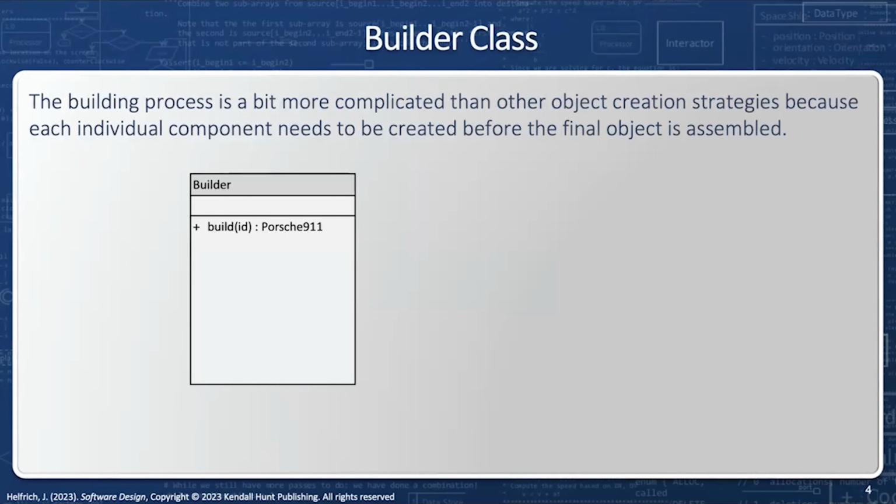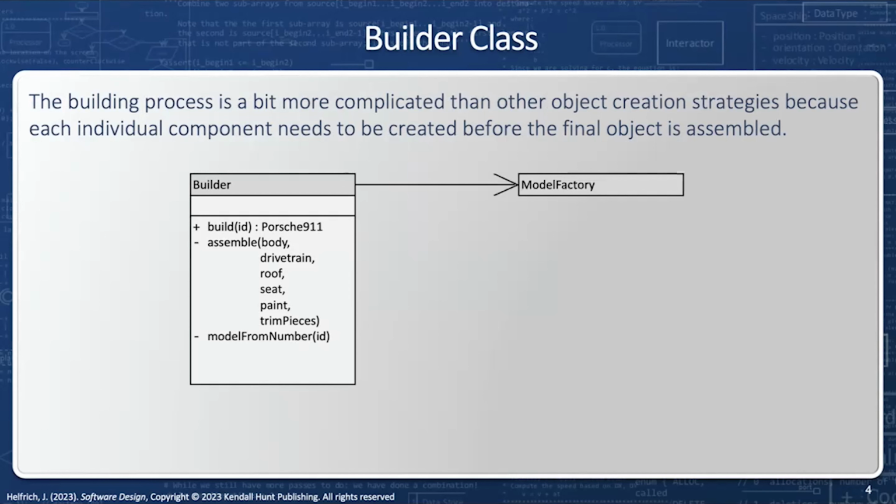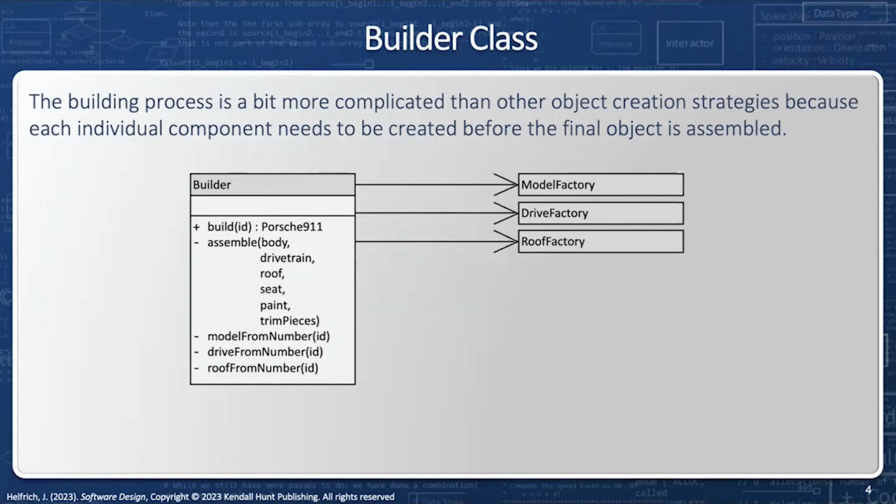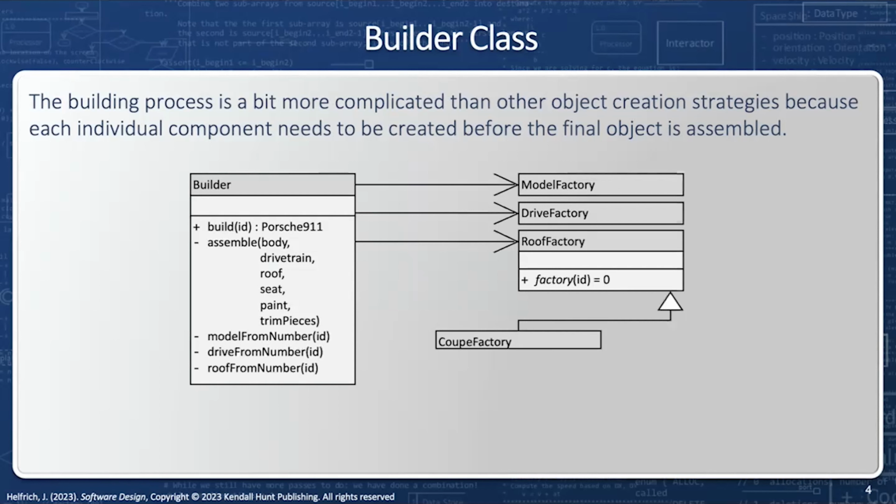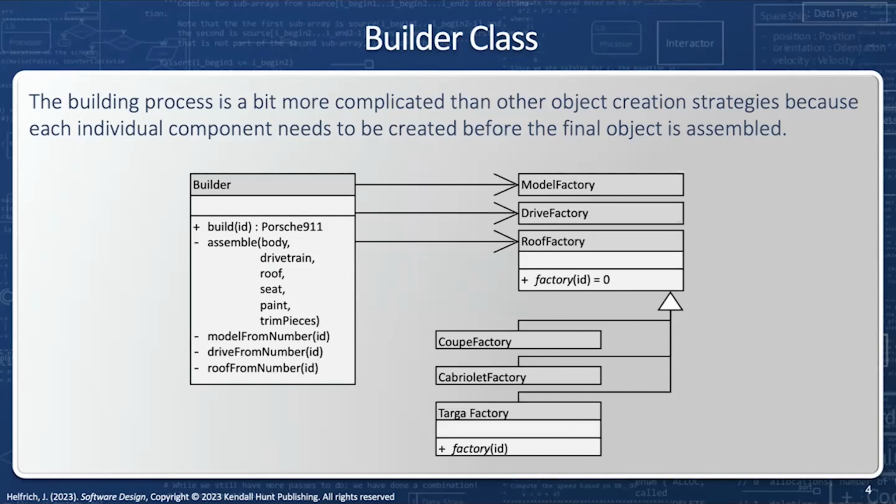Isn't that cool? I'm also going to have an assemble, and assemble is going to take all the different pieces that were previously created and put them all together into one Porsche 911. I'm also going to need a model from number, and this is going to be a factory. I'm going to need a drive from number and a drive factory, and I'm going to create a roof from number, and this is going to be a roof factory. For an example, this roof factory will have a factory which will take an ID, and there'll be three different variations: the coupe, cabriolet, and the Targa.